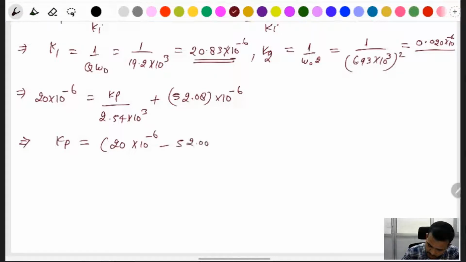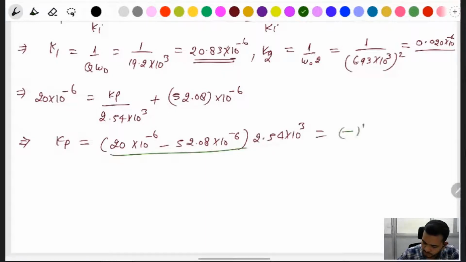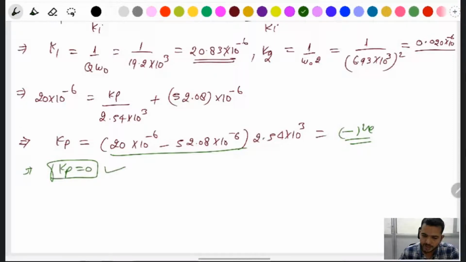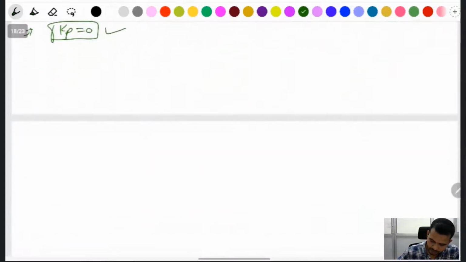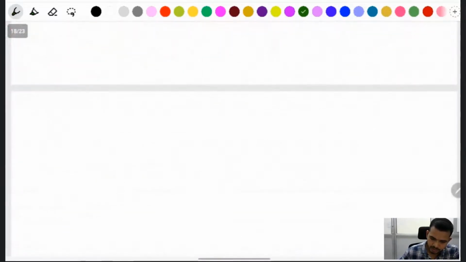This one 20 into 10 to the power minus 6 minus 52.08 into 10 to the power minus 6 into Ki, 2.54 into 10 to the power 3. Then this value, if you see, is a negative value, and gain cannot be negative. That means you can say Kp is equal to 0, the minimum value of gain. So Kp is equal to 0 only, not a negative value.